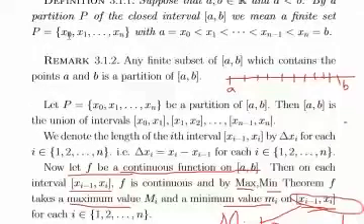This set is a finite set, right? You split this interval [a, b] into finite subintervals. And if you take the union of these subintervals, what would you get? You would get the closed interval [a, b]. If you take the union of these subintervals, you get the original closed interval [a, b], right?